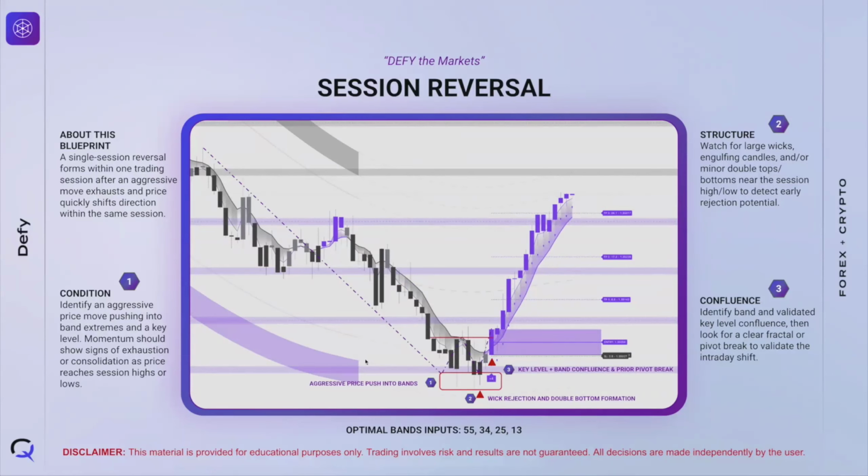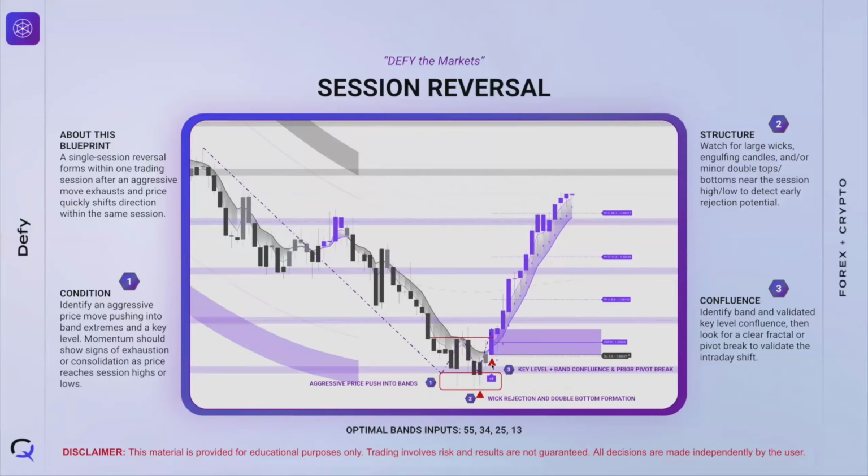So as an example, for the condition, you want to look for an aggressive move, right? So you see here, you have a very aggressive move pushing deep into these bands. And then as it pushes into the band and into the key level, what are you looking for? You're looking for your structure. What is your structure? Wick rejection, double bottom formation, engulfing candles. So you see here, this formed a double bottom, a W pattern, gave us 2 wicks on the bottom side, respected and held our validated key level and our band.